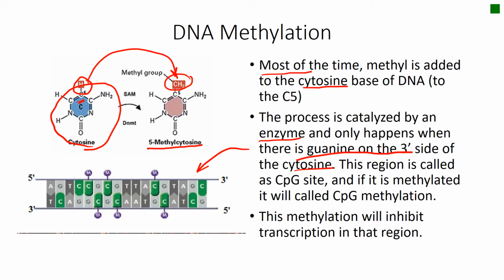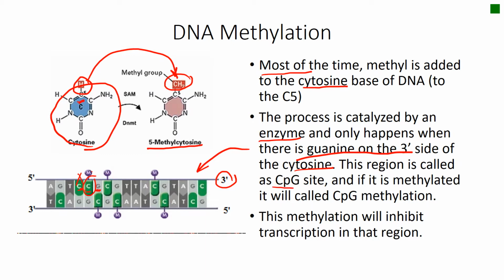So let's take a look at this double helix. This is the 3' end. There is cytosine and methyl. Now you can see here, this cytosine has no methyl. Why? Because the base that is located on the side of its 3' end is another cytosine, not guanine. So that's why it cannot have the methyl. However, this cytosine on the other hand, it has methyl. Why? Because the guanine is located on the 3' side of this cytosine.